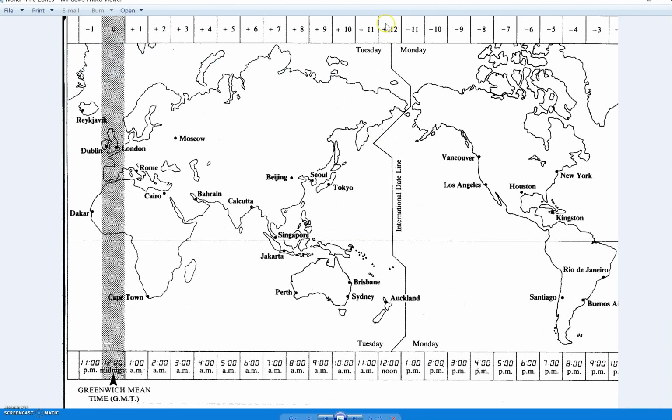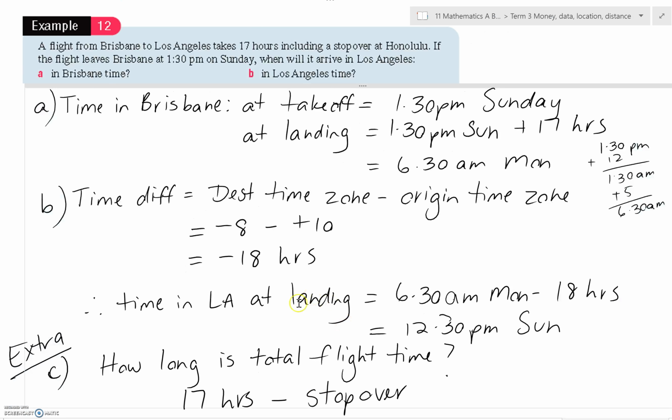So let's look at Los Angeles. Los Angeles, hopefully you know, is in America, the US. So if we have a look, Los Angeles falls in this category. It's -8, 8 hours behind Greenwich Mean Time, and Brisbane is 10 hours ahead of Greenwich Mean Time. So let's go back. So that's going to be -8 minus +10. And then we just work it out with numbers as we did before. So that is going to give us -18 hours. So that means Los Angeles is 18 hours behind Brisbane in time.